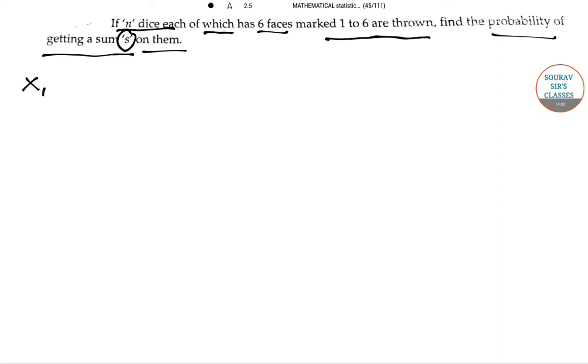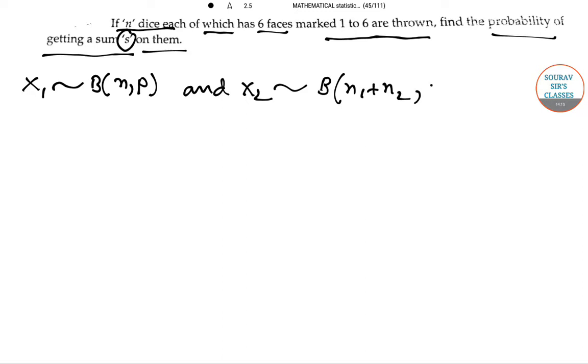Now we have to write X1 tends to binomial(n1, p) and X2 tends to binomial(n1 + n2, p). So this is the answer for this question. Now we are done with this answer. So now we'll go to the next question.